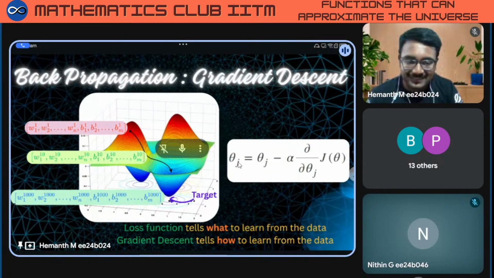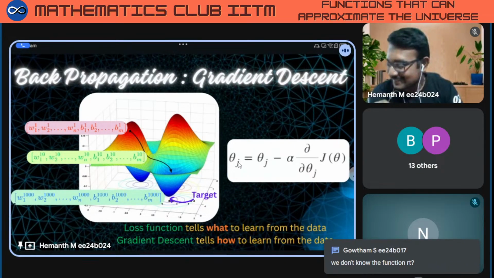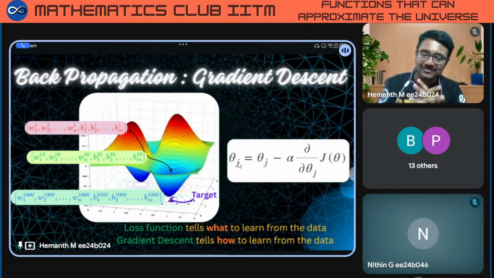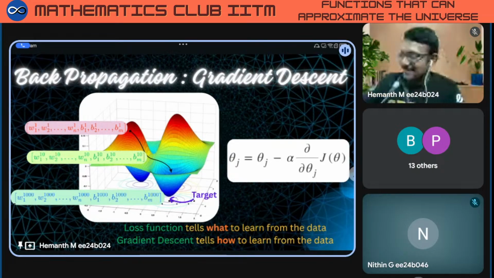Do you guys have any thoughts on this? Okay, Gautam says that we don't know the function. We know each of these activation functions, right? Can you elaborate? I think you're very close to the actual answer. Can you just unmute and tell?